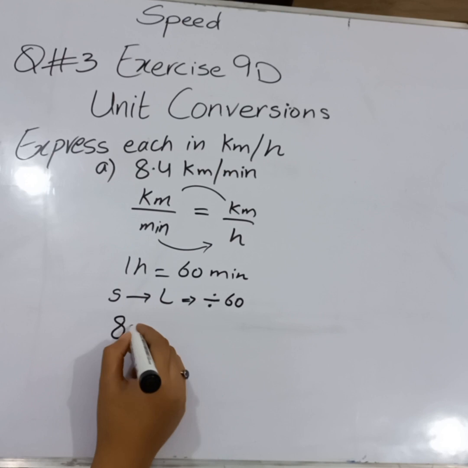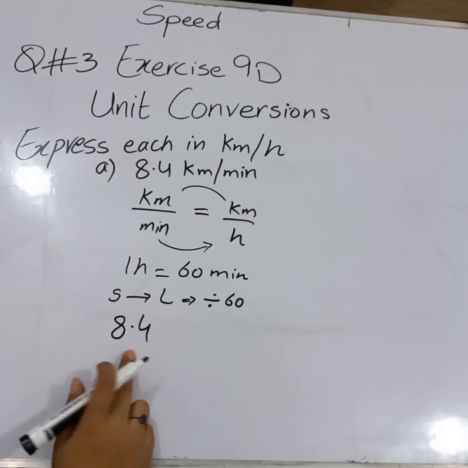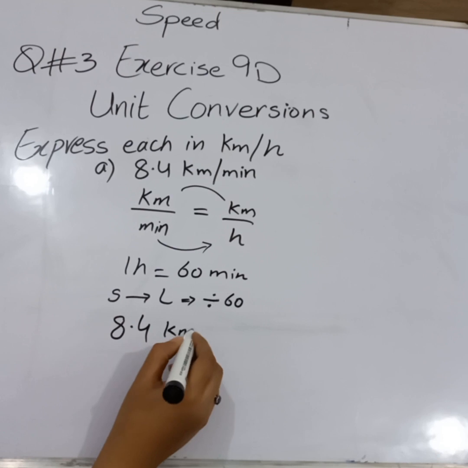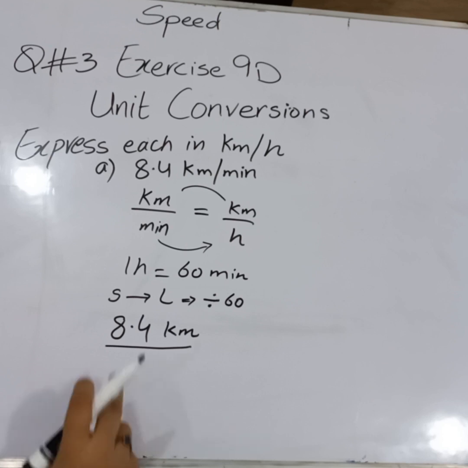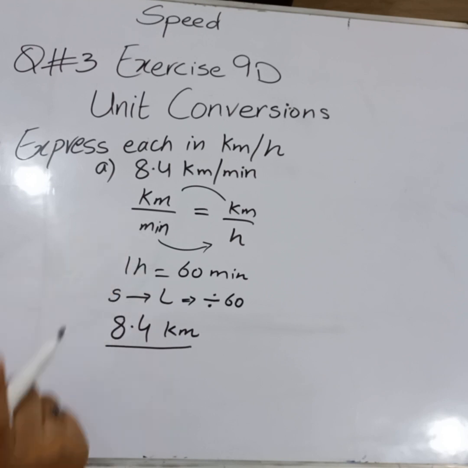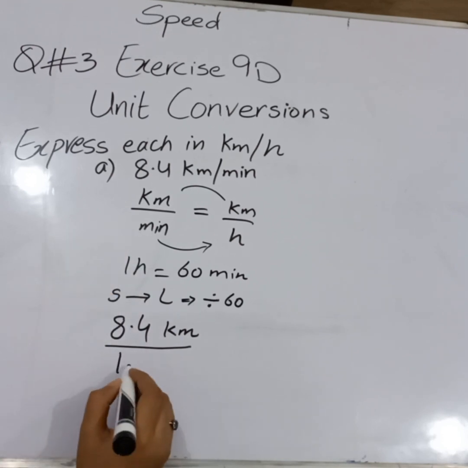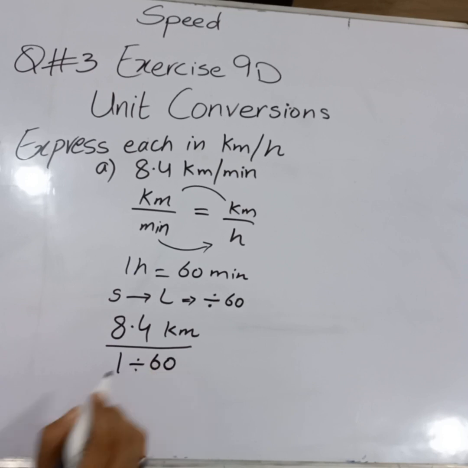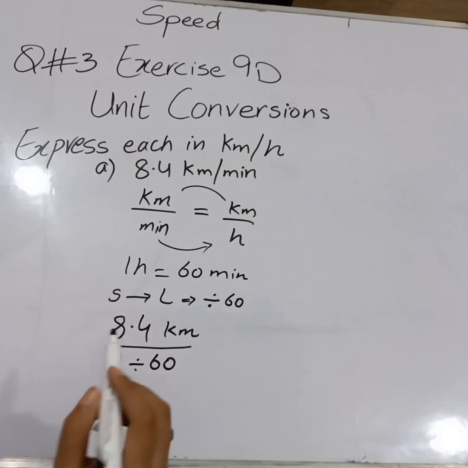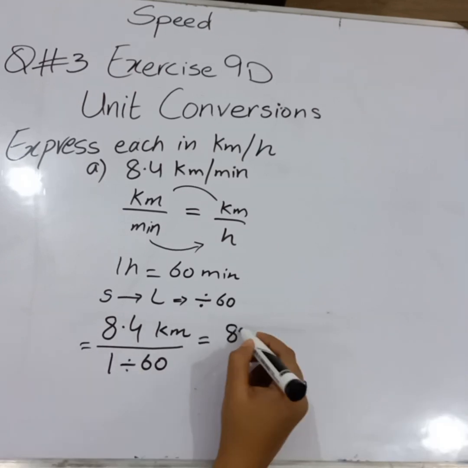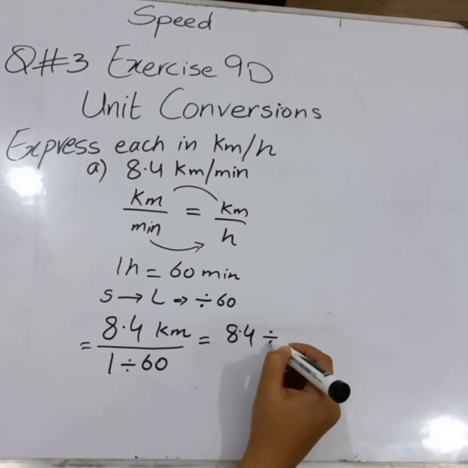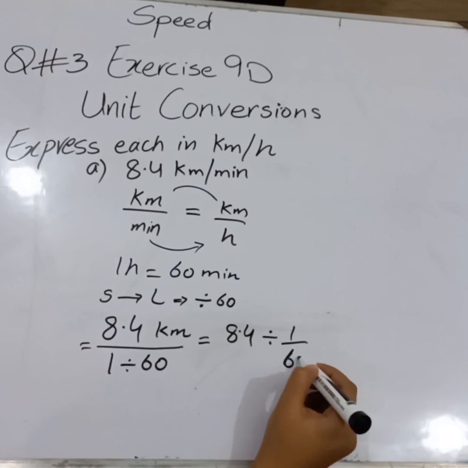In the question we have 8.4 kilometers per minute, but we have to convert these minutes into hours. So in the denominator of 8.4 kilometers, there is 1 minute. Per minute means there is 1 minute. So 1 minute will be divided by 60 to convert into hours. So for this, we have to divide this 1 minute by 60.